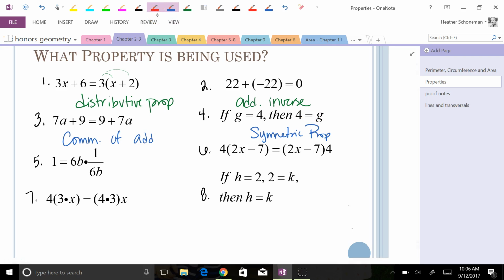Okay, number 5, they're multiplying by the reciprocal. So that is the multiplicative inverse.